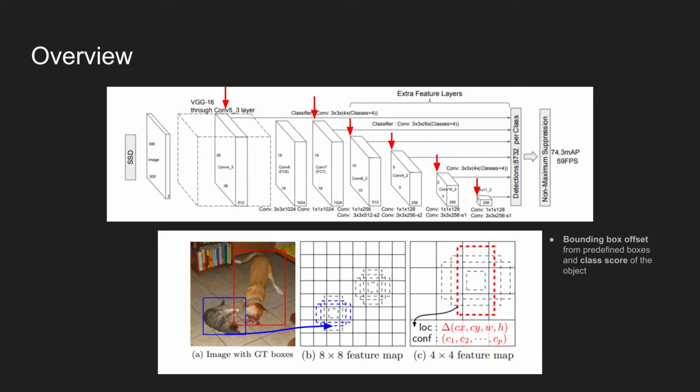The cat in the blue ground truth box is captured by the boxes found in the 8x8 feature map, and the dog in the red box is captured by one of the grid cells in the 4x4 feature map. The main idea of SSD is to predict category scores and box offsets for a fixed set of default bounding boxes, and this final output in each feature space is produced by using a small 3x3 convolution filter.